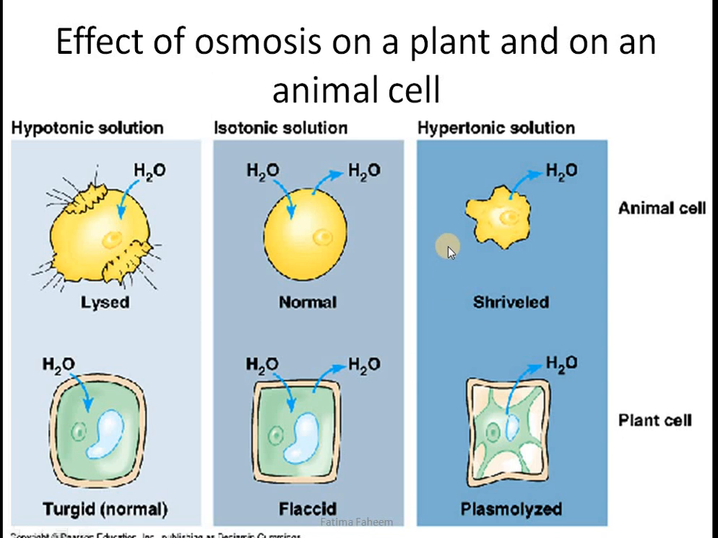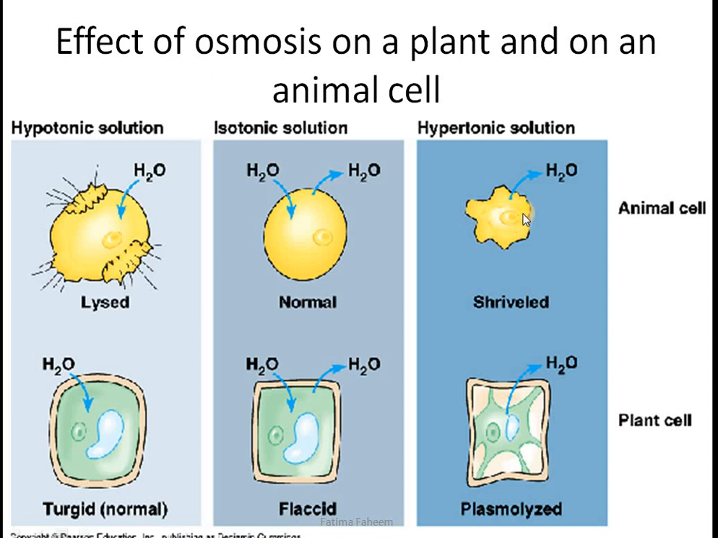Now come to the third solution, which is called hypertonic solution. Hyper means high, tonic means solute concentration. So this is a solution where the concentration of solute is high and that of solvent, or water, is low, compared to the animal cell and the plant cell. When water is less outside compared to the cell, the water would move from the cell out into the solution by osmosis, shrinking the cell.